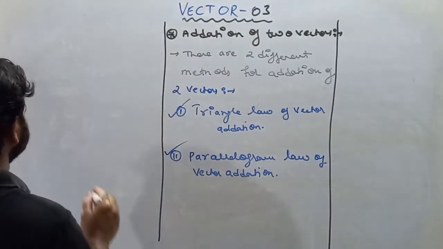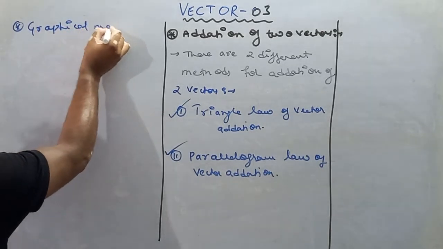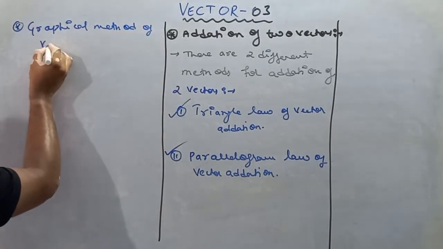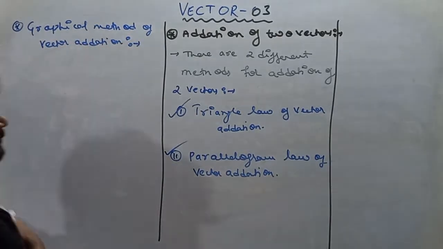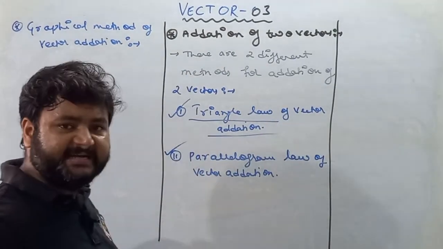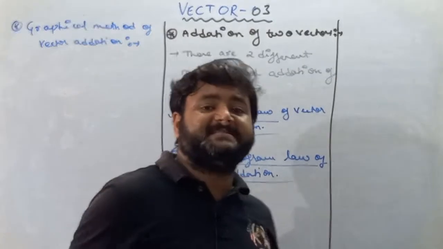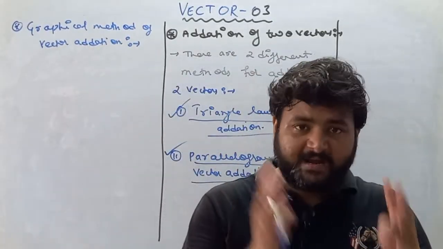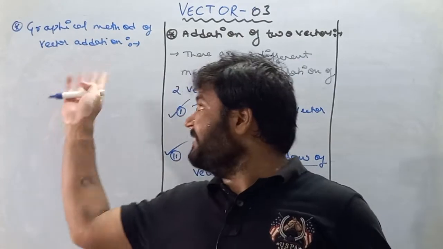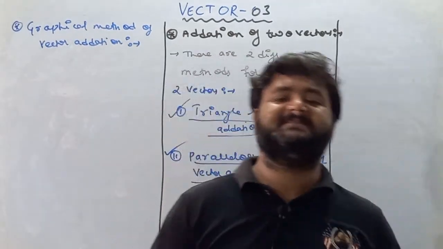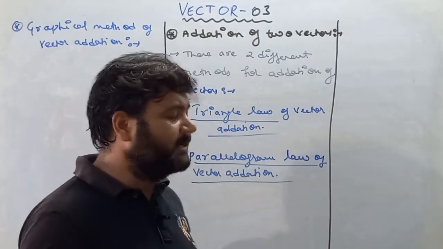So first we'll discuss the graphical method of vector addition. Vector addition is of two types. First is the triangle law of vector addition and second is the parallelogram law of vector addition. These additions can be understood by two different methods. One is the graphical method and second is the analytical method. So first we will discuss the graphical method, then in the next lecture we will discuss the analytical method of vector addition, that is the triangle law and parallelogram law.